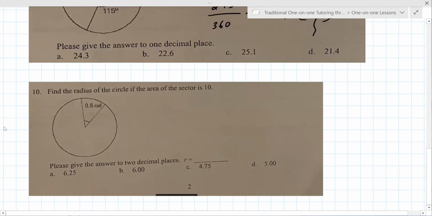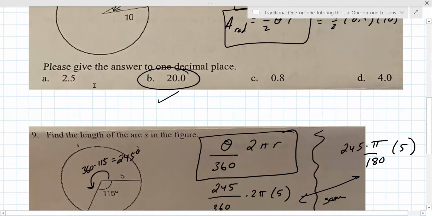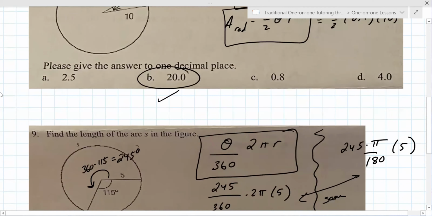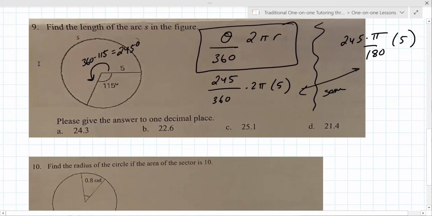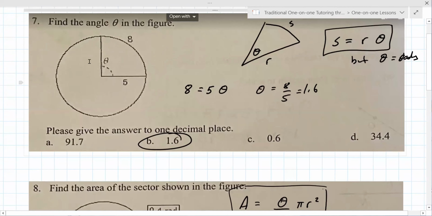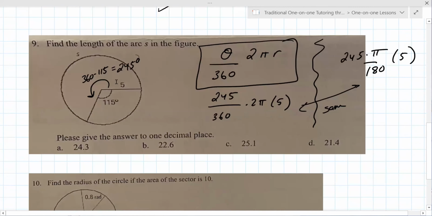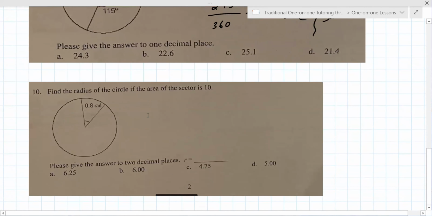So when I see that you've been given two problems of kind of the same type, you're going to get one like that on the final, you would think. I think 8 was kind of like this one. Yeah, 8 was an area, 10 was an area, 7 was this. Well, 7 was the angle, 9 was the arc length. So just keep that in mind.